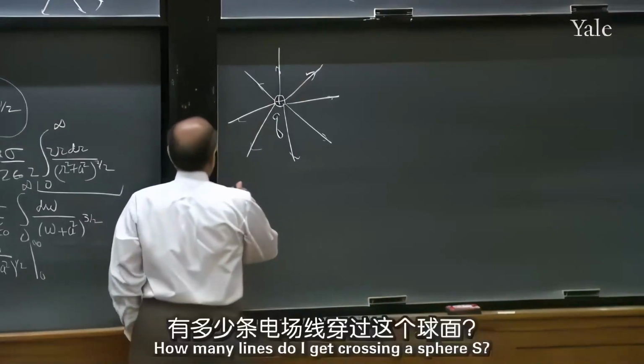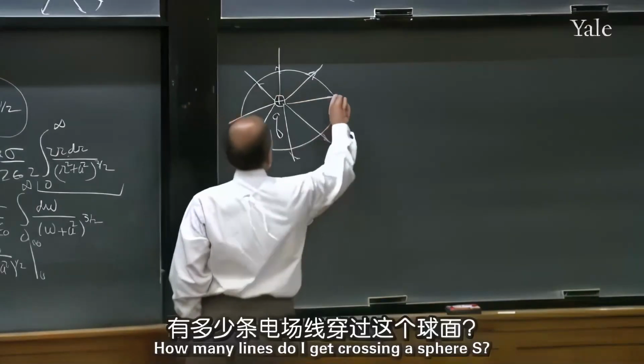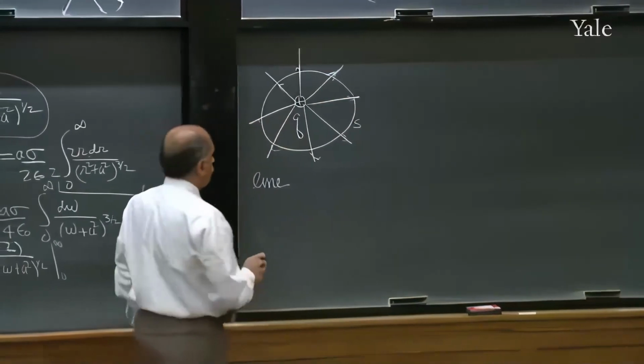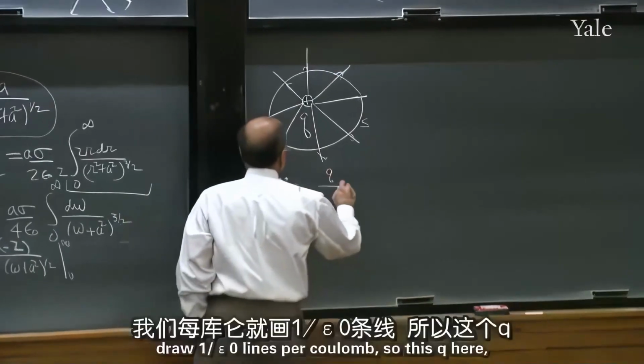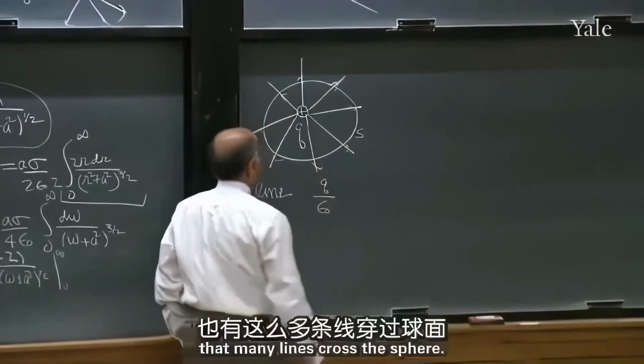How many lines do I get crossing a sphere S? Well, we know that we have agreed to draw 1 over epsilon 0 lines per Coulomb. So if there's Q here, that many lines cross the sphere.